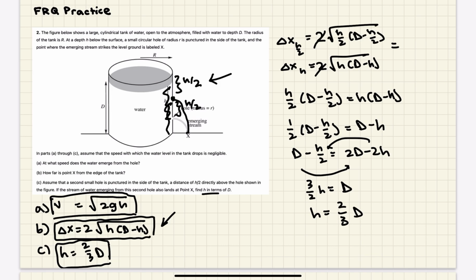So yeah, there actually is a part D to this, but I didn't include it for the sake of time. You can search up this problem and find the part D if you really want to. But yeah. And that wraps it up for our first video for fluids.